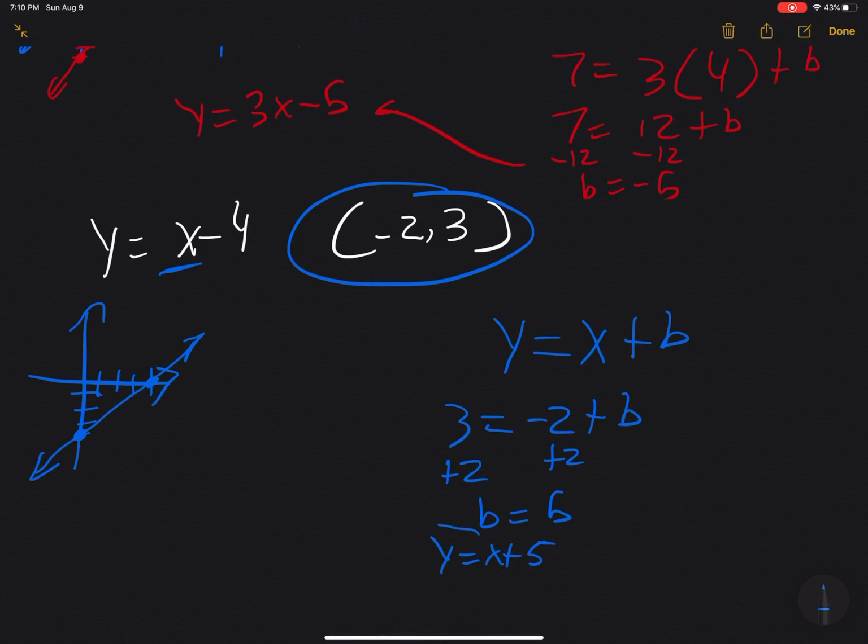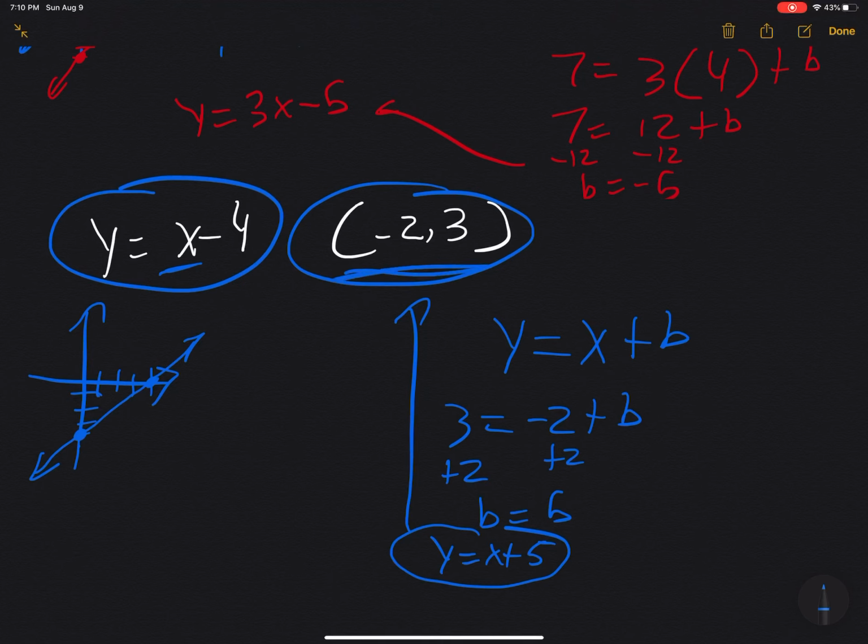And this is the equation of the line that has the same slope as this one, but passes through the given point. And that equation looks like this, x plus 5, so 1, 2, 3, 4, 5. Point right here, same slope. And those are our two lines.